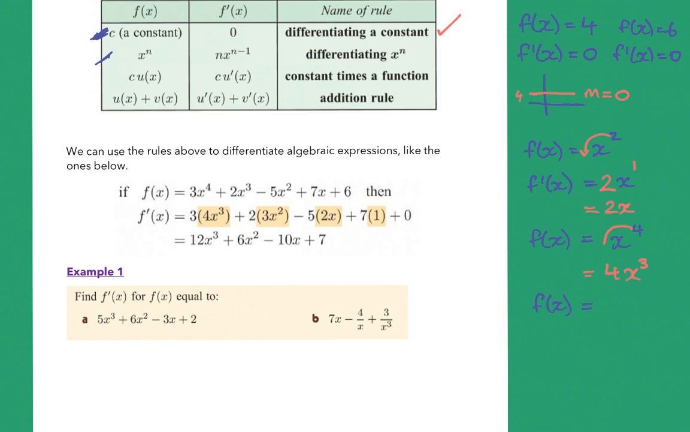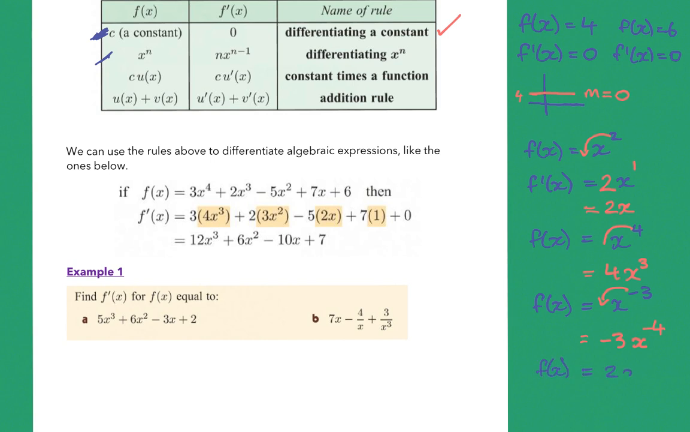If f of x equals x to the minus 3, just be careful with your counting here. We bring the power down, so bring the whole power down, negative 3x. Now we're going to decrease the power. Negative 3 minus 1 is negative 4. And all of this is called the power rule.